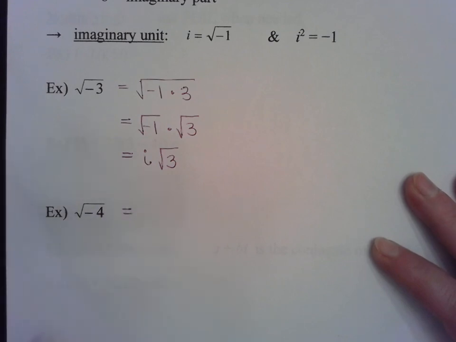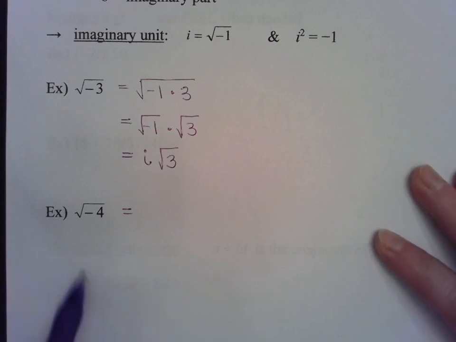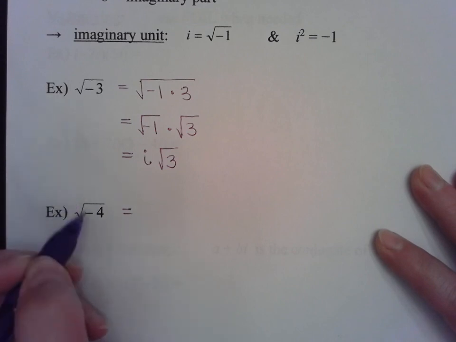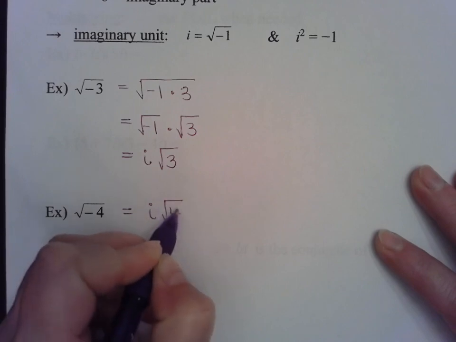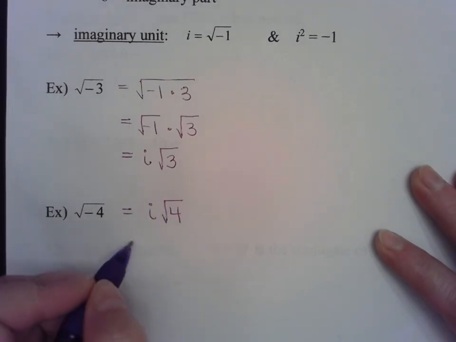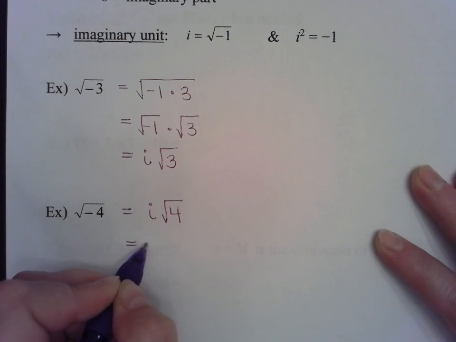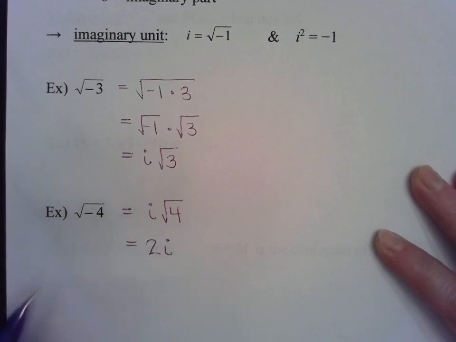We could work it out the same way, although I don't think we need to write out those steps, right? This would be like -1 times 4. So definitely have an i. And we can take the square root of 4. That's just 2. So this would be 2i.